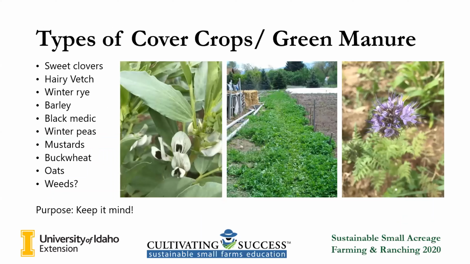Other types of cover crops and green manures include sweet clovers, but those, keep in mind, are often biennial or perennial and are kind of hard to incorporate by hand. So if you are adding sweet clover into your cover crop rotations or green manures, just know that it's a little trickier to turn in than some of the others. Hairy vetch is a great one, a nitrogen fixer. Winter rye, barley, black medic, winter peas, mustards like Diane was talking about, buckwheat, oats, and then some weeds can also scavenge nutrients. So keep that in mind.